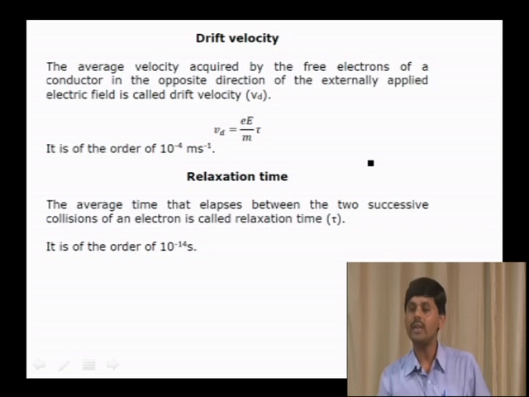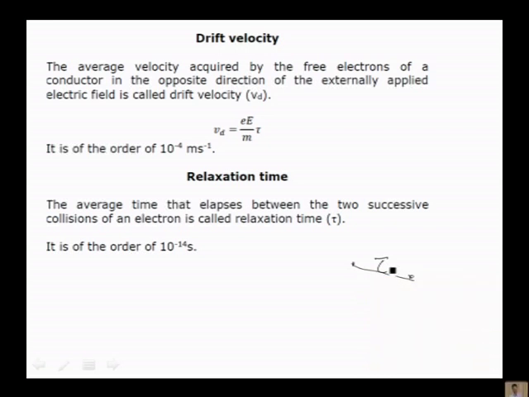Then, what is the relaxation time? The average time that elapsed between two successive collisions of the electron is called the relaxation time. It means the time interval between one collision and the next is equal to the relaxation time tau, which is of the order of 10 raised to minus 14 second.